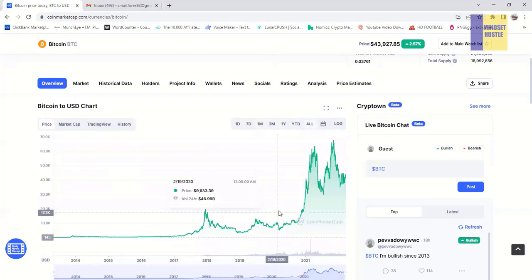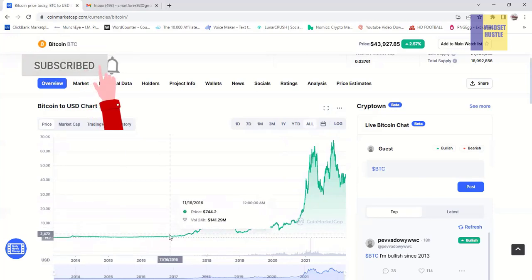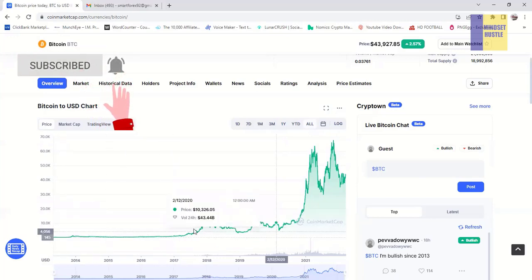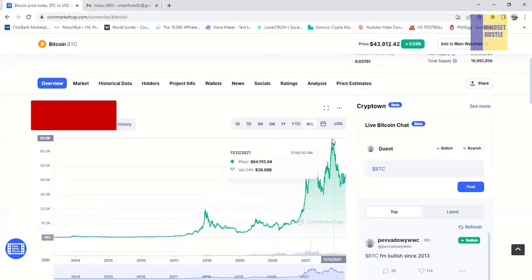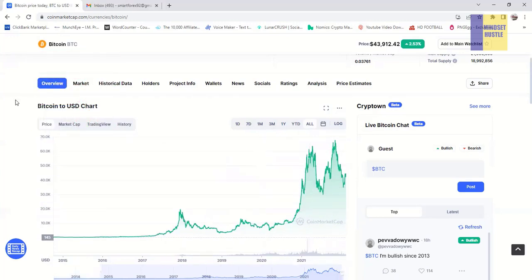If you click all time, it will tell you where Bitcoin moved from, the lowest price it has ever achieved right down to the highest price it has ever achieved. So that is one thing.